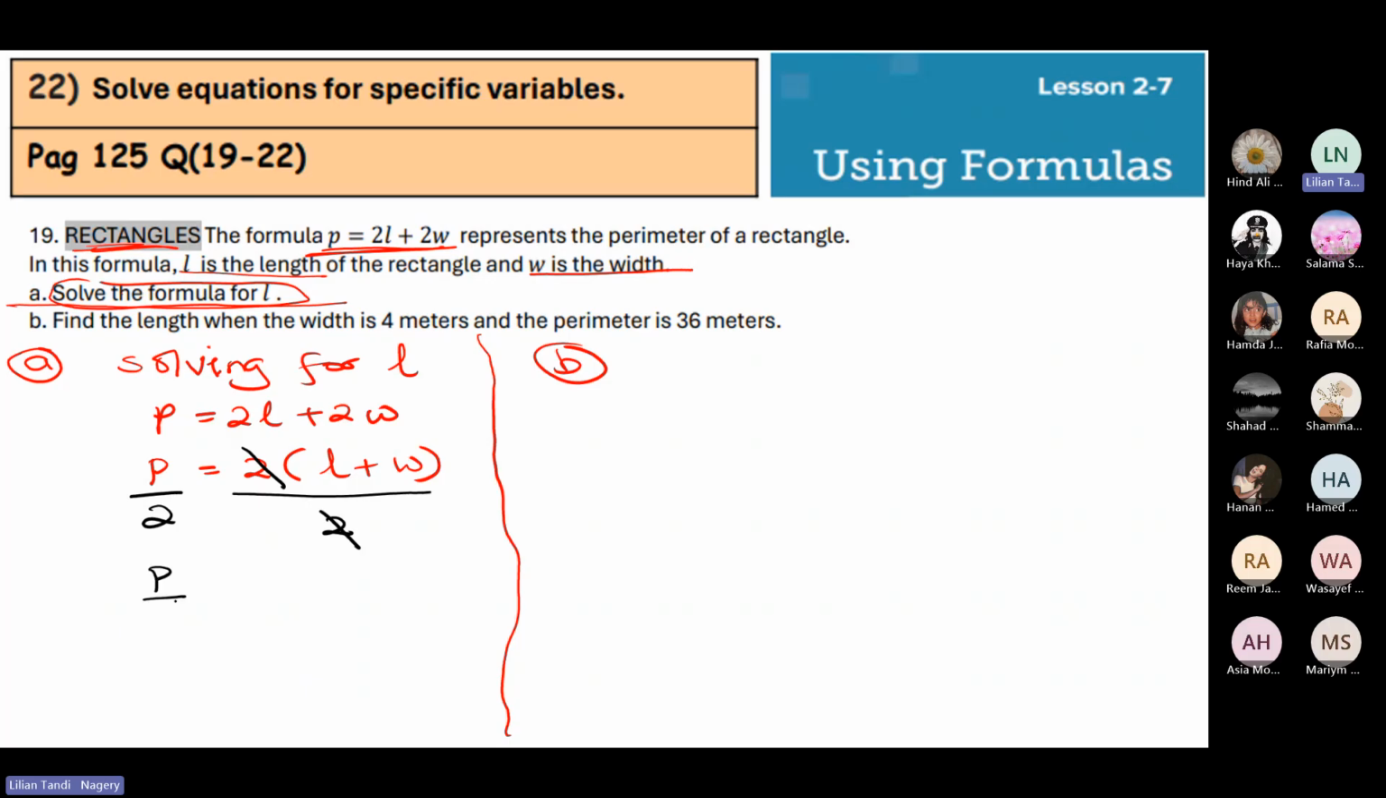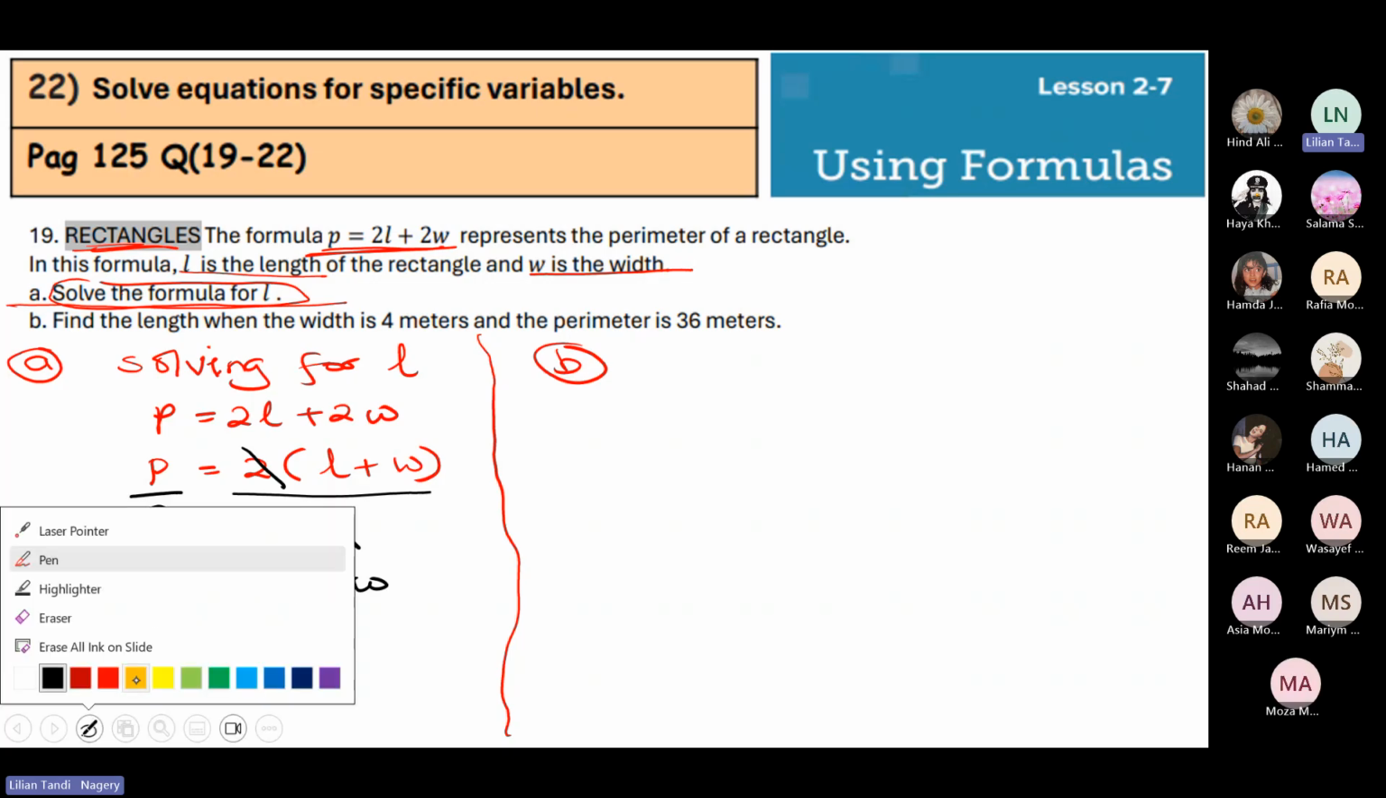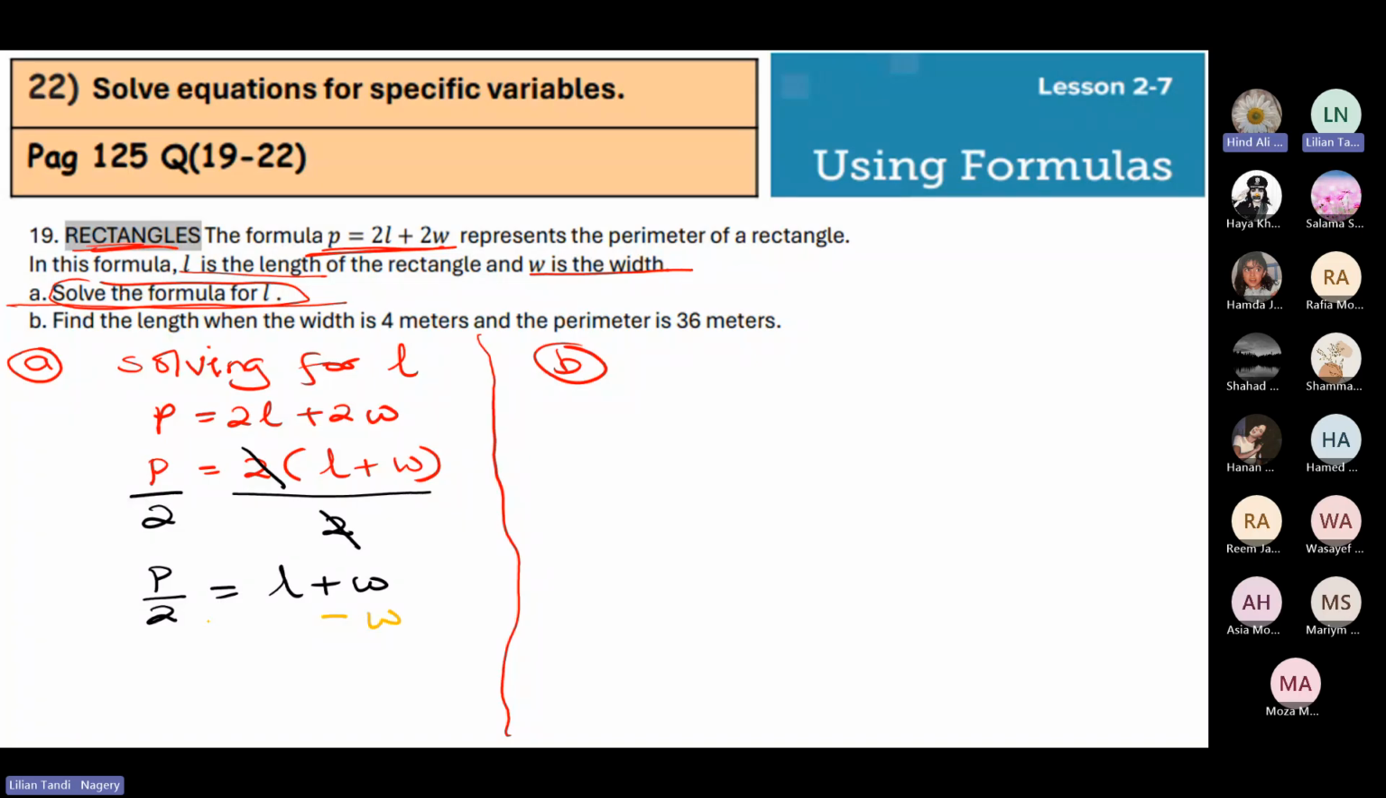Now I have P over 2 equals L plus W. I want L, so W has to go. How will W go? W will go by subtracting W on both sides. This W will go away. So now my answer will be L equals P divided by 2 minus W. This W is not with P. This W is next to P. This W is by itself. It's only the P that is being divided by 2. And this is your answer. Miss Lilian, yes.